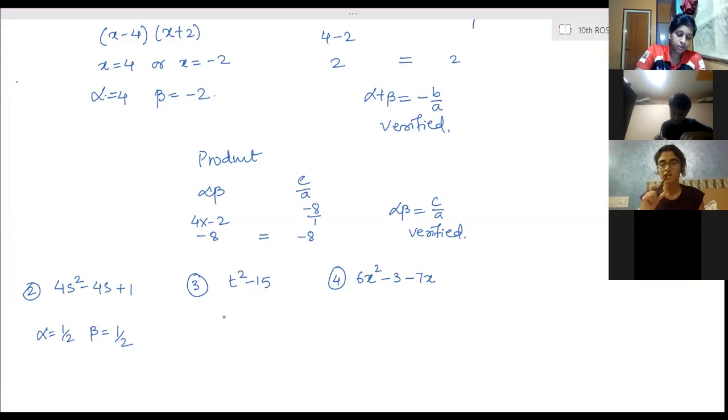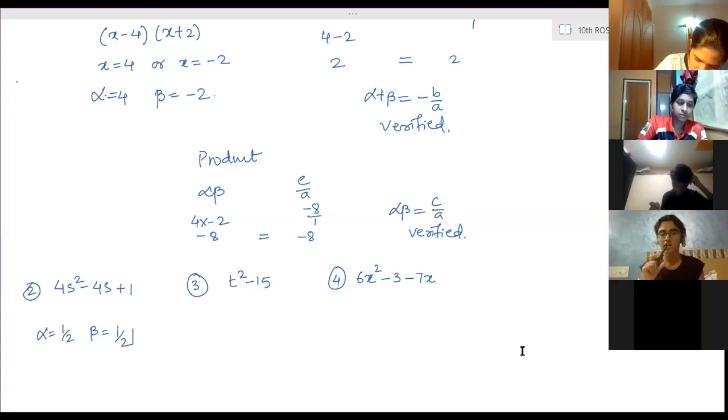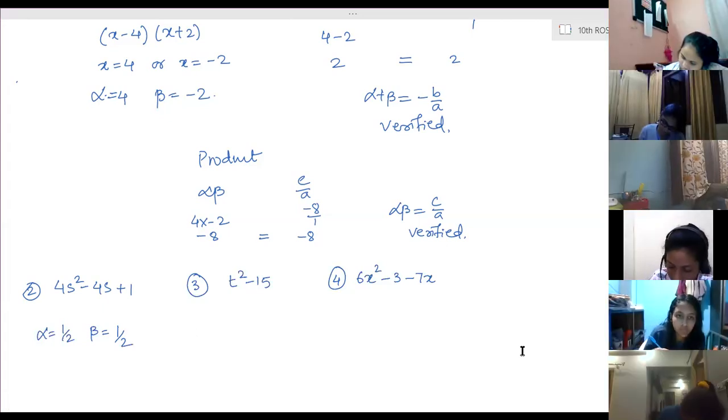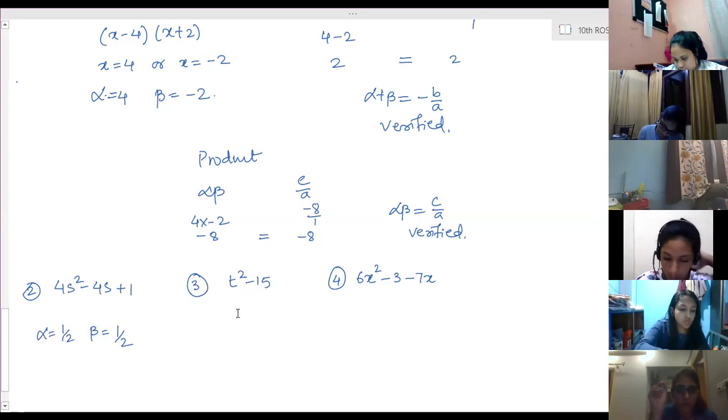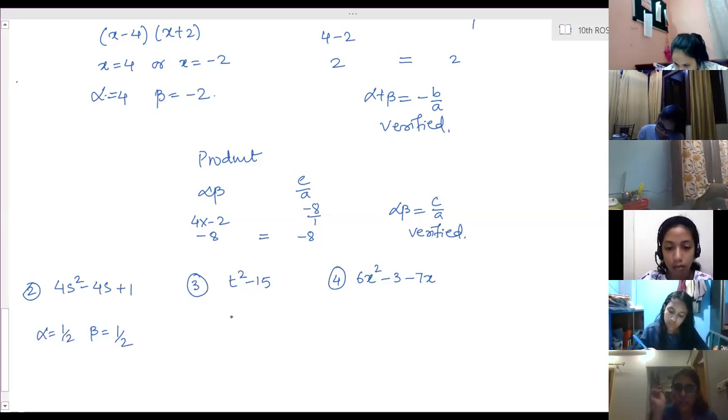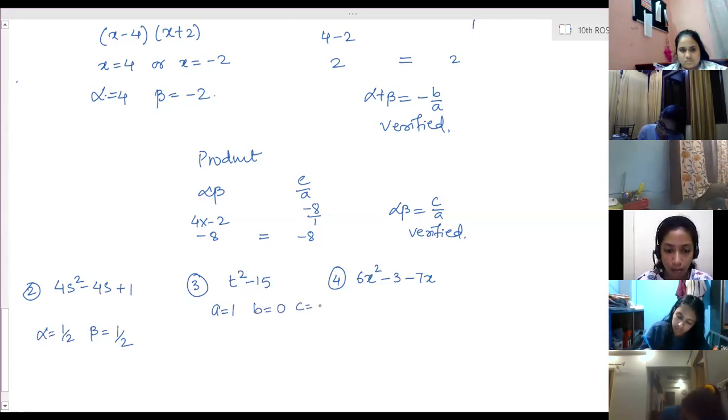Alpha plus beta is equal to minus b by a and alpha beta is equal to c. Verified? Right. Okay. Then third one. Ma'am, in the third one, the b value will be 0, right, ma'am? Yes. And c is square root, right?